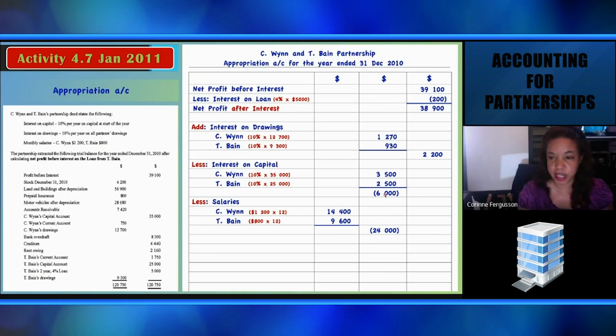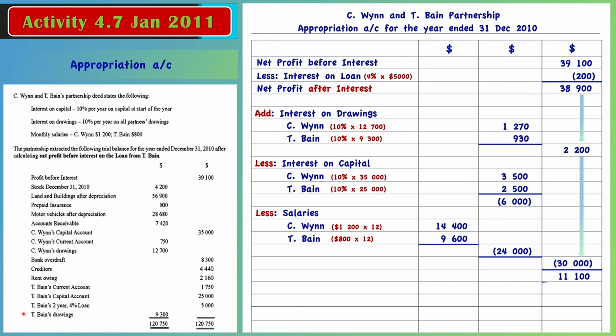So these two figures that have to be lessened, you add it, you put it in the third column, and then it will be the 38,900 plus the 2,200 minus the 30,000, and you should have gotten 11,100 as your figure.